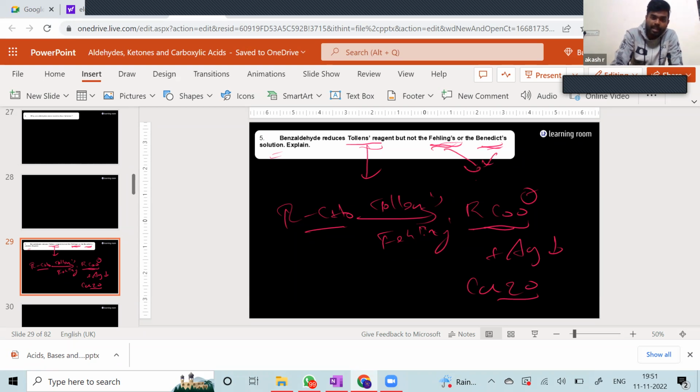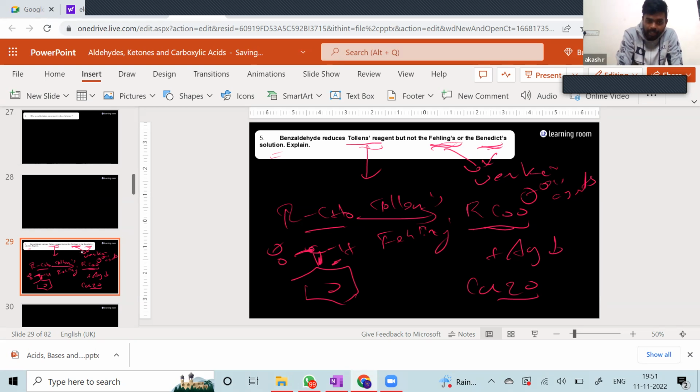But why is it that your Fehling's or Benedict's is not able to do it? Because these are weaker oxidizing agents when compared to Tollens'. They are weaker oxidizing agents when compared to your Tollens', and benzaldehyde is going to have a partial double bond character also, right? I'm going to have this double bond, CO minus is going to be there, and this H is going to be there, and partial double bond character is there, and that's the reason I need a very strong oxidizing agent. That means Tollens' reagent is strong enough to do this, but your Fehling's or Benedict's is not a strong enough oxidizing agent to conduct this particular reaction.